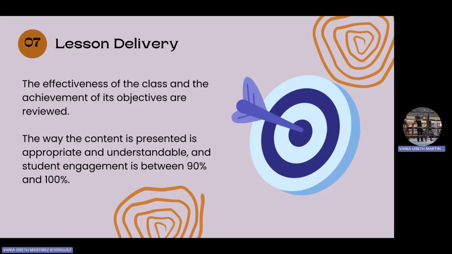The seventh is the lesson delivery. The effectiveness of the class and the achievement of the objectives are reviewed. So this is where you realize if your class has been well planned or if it's actually effective, because you can see when your students are learning or participating. And it's also important to know that the engagement of your students should be between 90 and 100%. It also reflects the effectiveness of your class.